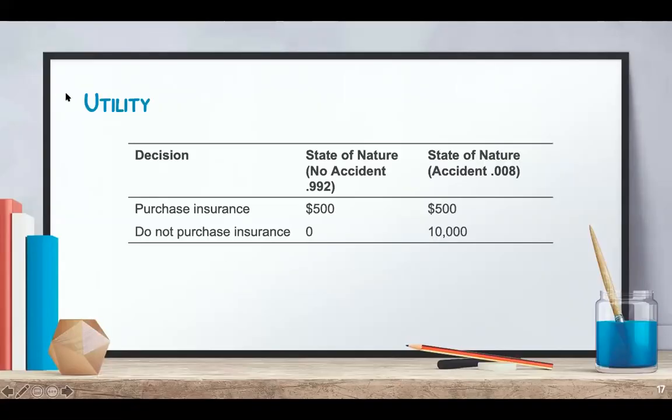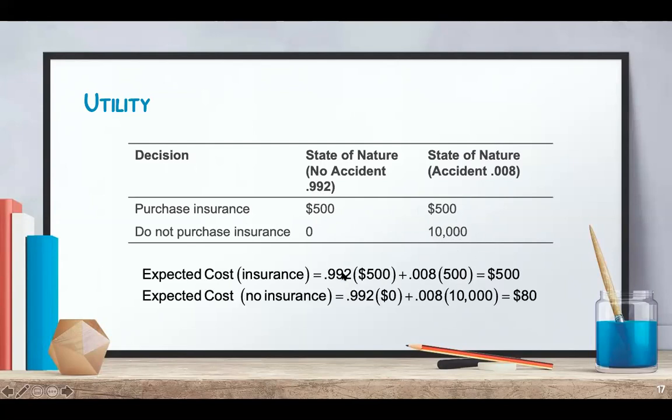Our last topic is utility. So for example, merong nagtanong sa inyo, gusto mo bang bumili ng insurance? Normally, bumibili tayo. No? Kahit for example, the probability of having an accident is 0.008 lang, while the probability of no accident, 99.2%. So this is the decision. When you purchase insurance, you will pay $500. When you do not purchase insurance, tapos nagka-aksidente ka, you will pay 10,000. So when we compute for the expected value of this, sa purchase insurance, 500. Sa no insurance, 80 lang.